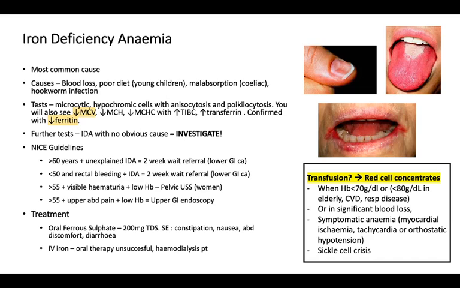In very severe cases of symptomatic anemia, so if they have worsening chest pain, they're having a lot of tachycardia, or if they have severe orthostatic hypotension, here again you would consider transfusing. And in a sickle cell crisis, if it's quite severe, again here you would consider transfusion.